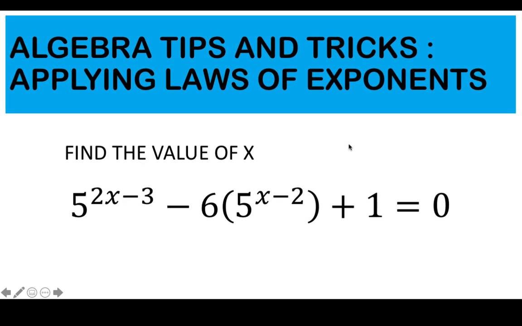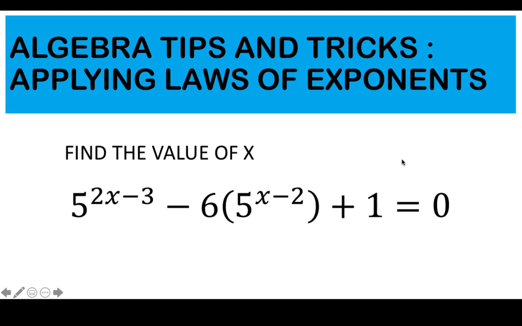This time let's do some algebra tips and tricks. And this is about applying the law of exponents. Let's say we are given this equation: 5 raised to 2x minus 3, minus 6 times 5 raised to x minus 2, plus 1 equals 0. Find the value of x.